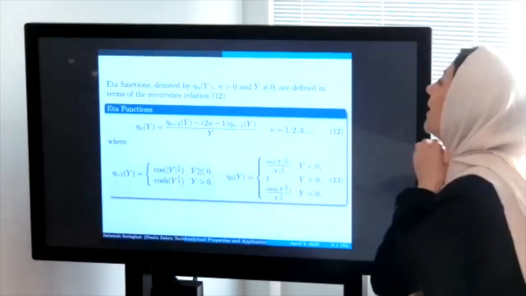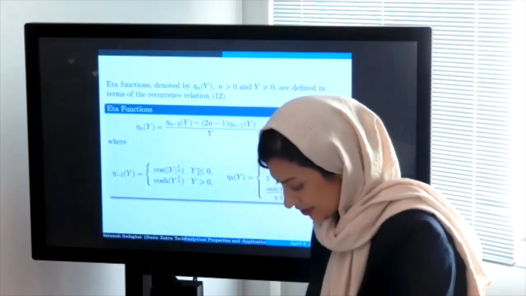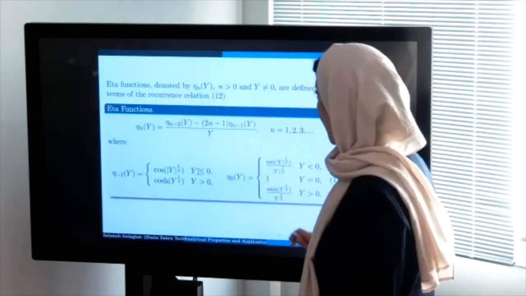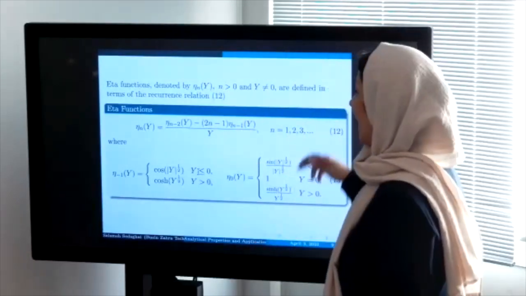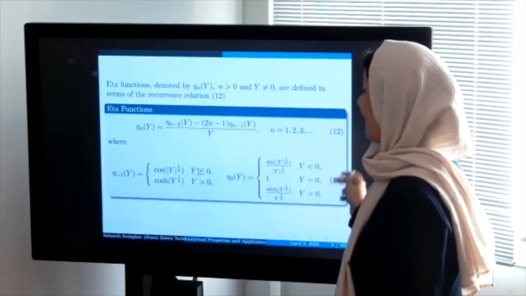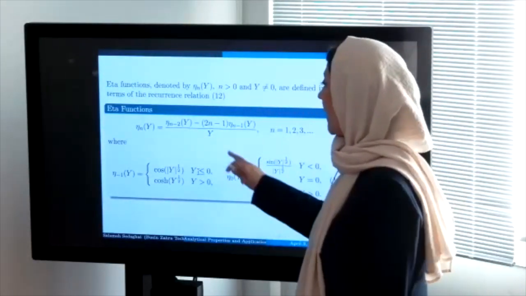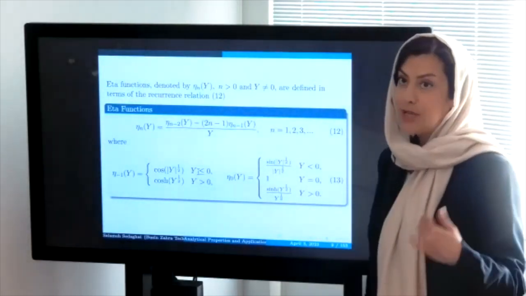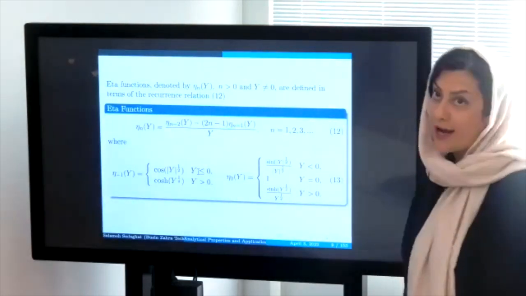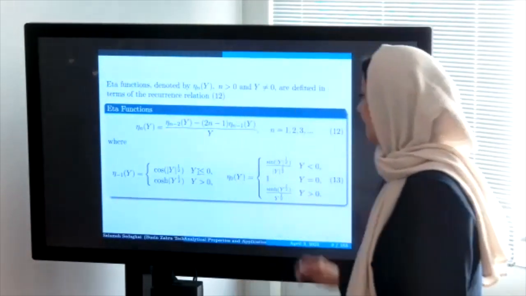Now I want to talk about the eta function, a new special function. And what's that? The eta function is denoted by eta n of y. Here n is bigger than 0 and it is defined in terms of the recurrence relation. Eta n of y is eta n minus 2 of y minus 2 times n minus 1 times eta n minus 1 of y divided by y. Here we have these two definitions for eta minus 1 and eta 0.